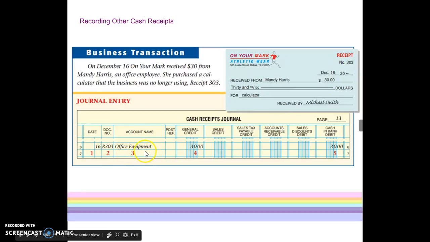So the first three steps of this transaction are similar to the previous transactions that we've already looked at. However, because office equipment is what is being sold, that's now going to be a general credit because it is not a sale, there is no sales tax charged, and it is not something that was sold to a customer. It is sold to an employee. Therefore, office equipment, general credit, $30, and the cash and bank debit, $30. So that's the transaction for that cash receipt.